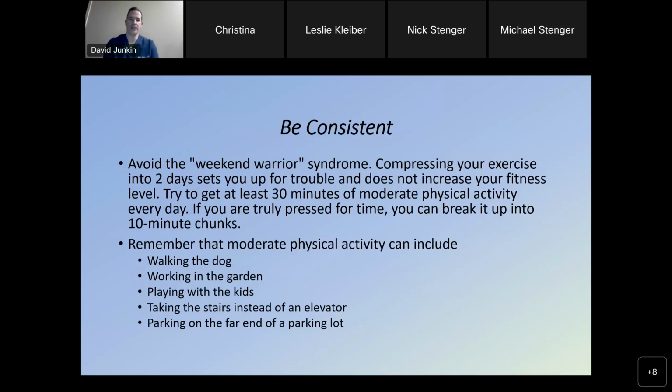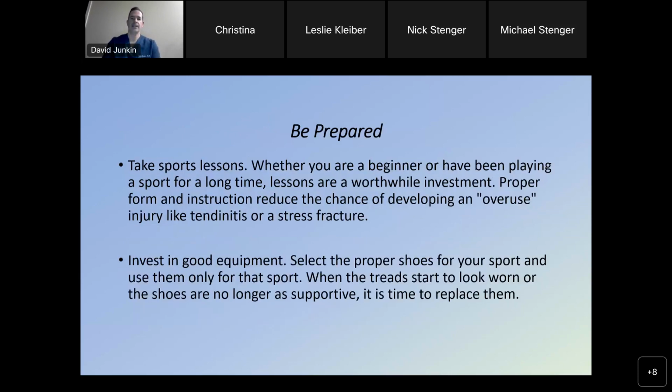The recommendation is 30 minutes of moderate activity a day for the adult. This doesn't have to be done all in 30 minutes. You can break it up. Just things that you can do on your own that include moderate activities: walking the dog, working around your house, playing with your kids, using the stairs instead of the elevator, or even parking further away in the parking lot. Obviously, that's probably weather dependent.